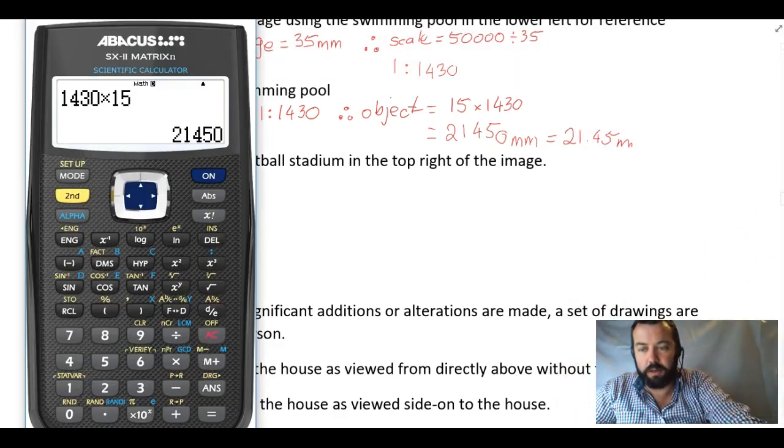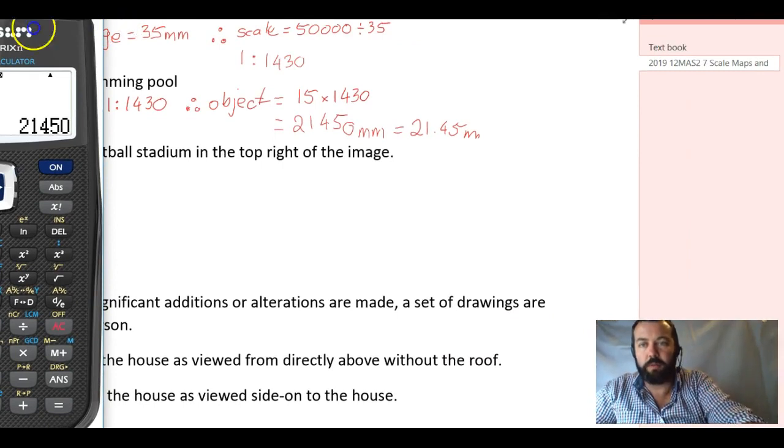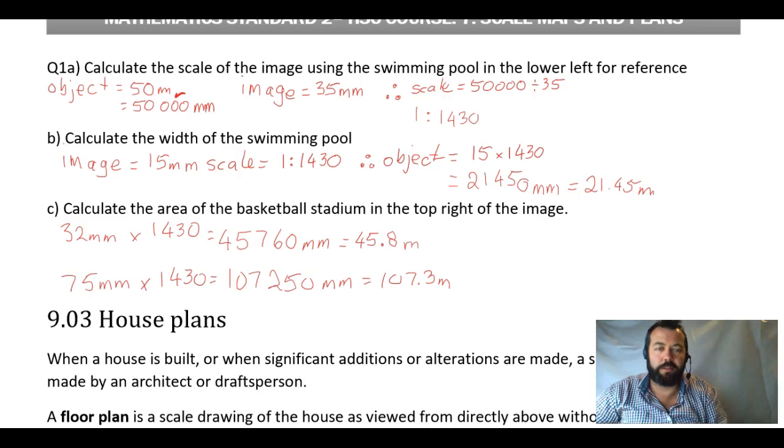Back to the calculator here. I've done those calculations, multiplied my image by the scale to get an object in millimeters, and then converted them to meters by dividing by 1,000. Now I have the object dimensions of the basketball stadium: 45.8 by 107.3.